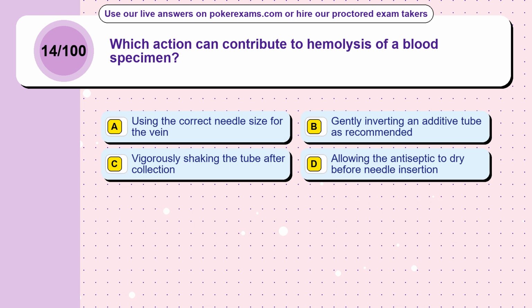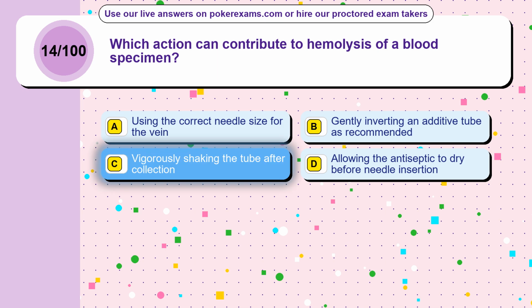Question 14. Which action can contribute to hemolysis of a blood specimen? Option A. Using the correct needle size for the vein. Option B. Gently inverting an additive tube as recommended. Option C. Vigorously shaking the tube after collection. Option D. Allowing the antiseptic to dry before needle insertion.